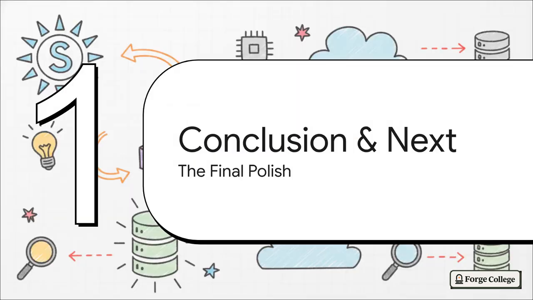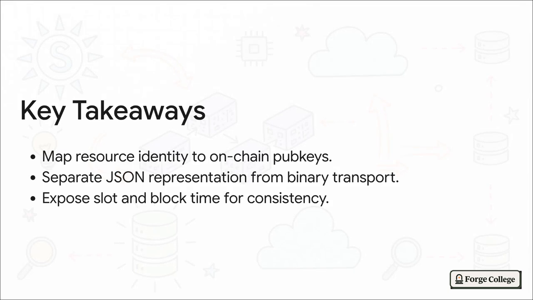Finally, Section 6. Conclusion and next steps, the final polish. Let's step back, review the final schematics of this universal translator we've built, and lock in your vital takeaways. Number 1, always remember to map your URLs to canonical on-chain identifiers, those pub keys and program IDs. Number 2, explicitly separate your decoded JSON data from your raw binary transport to give clients maximum flexibility. And number 3, always design your system for eventual consistency by exposing those crucial slot and block time metrics right there in your meta envelope.